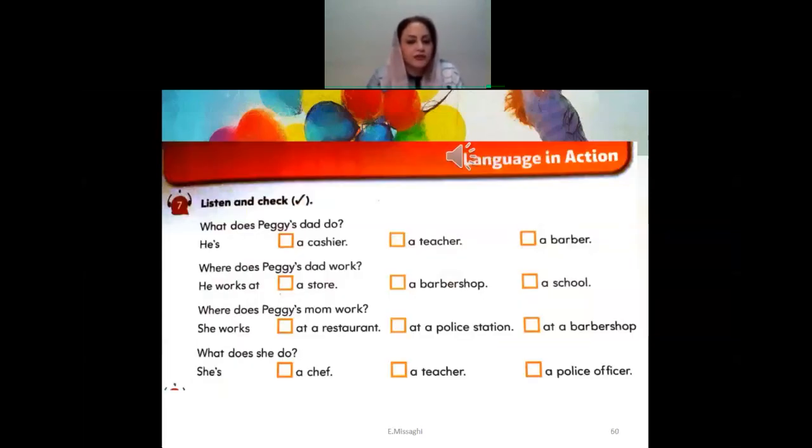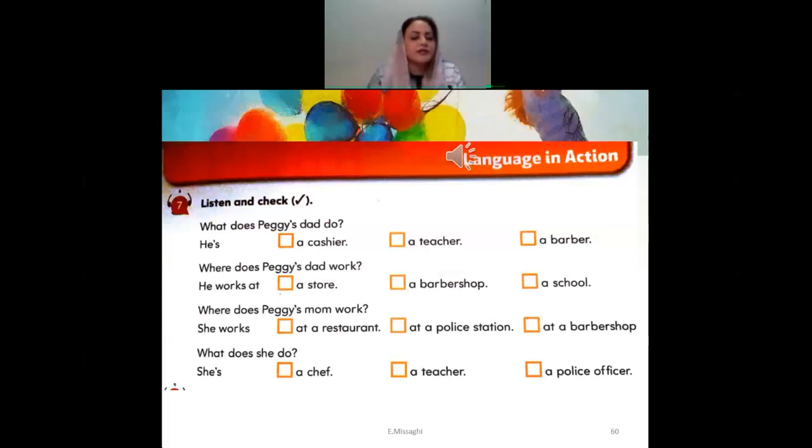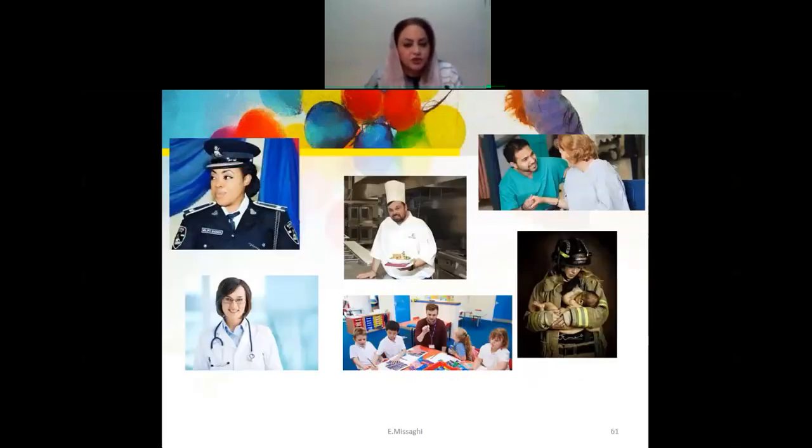So these are different activities, like find the best choice, fill in the blanks, order the pictures. And then for post-task, the listening part was about different jobs. So for post-task, get the feedback. You say, okay, look at the picture and tell me, where do they work? What do they do? So they say she's a police officer, or he's a cook. He works at a restaurant, or he's a nurse. He works in the hospital.